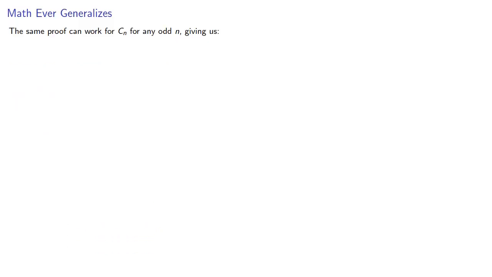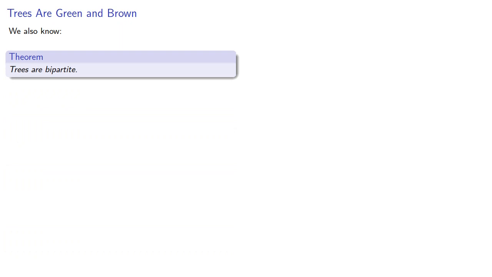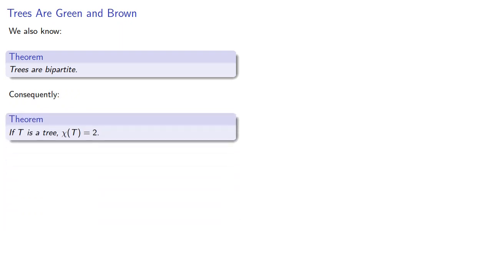The same proof can work for C_n for any odd value n, giving us the chromatic number of C_n is 3 for all odd n. We also know that trees are bipartite graphs. Consequently, if a graph is a tree, its chromatic number is 2.